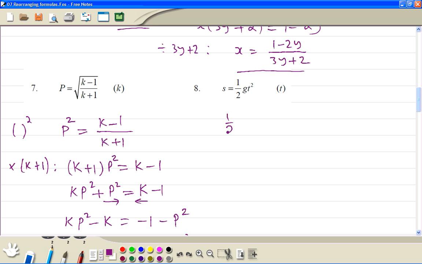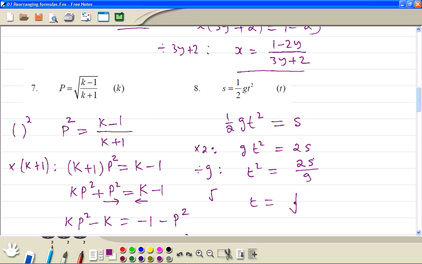Number 8, we write half G T squared equal to S. Multiply both sides by 2, we get G T squared equal to 2S. Divide both sides by G, we get T squared is equal to 2S divided by G. Now take the square root, we get T is equal to square root of 2S on the top divided by G.